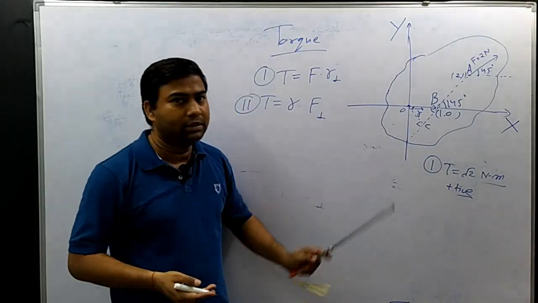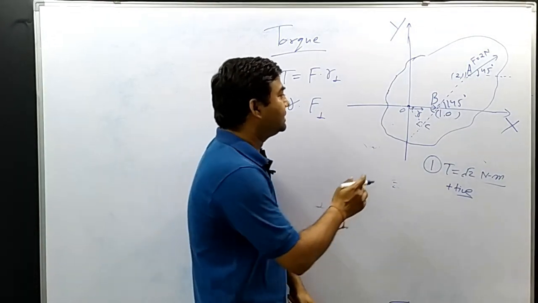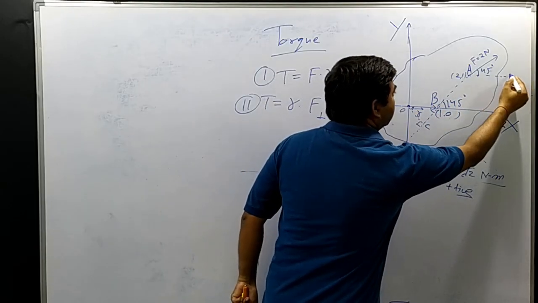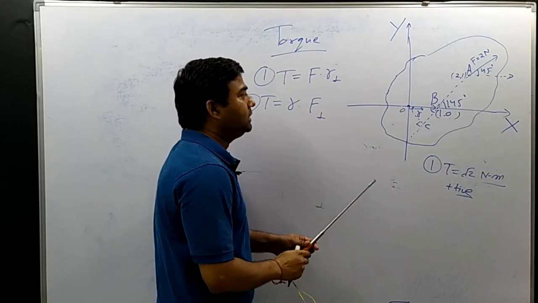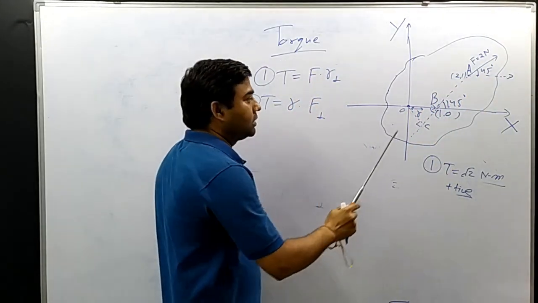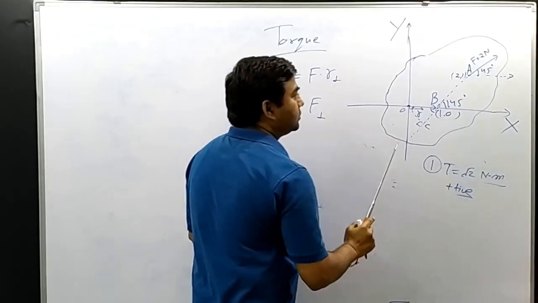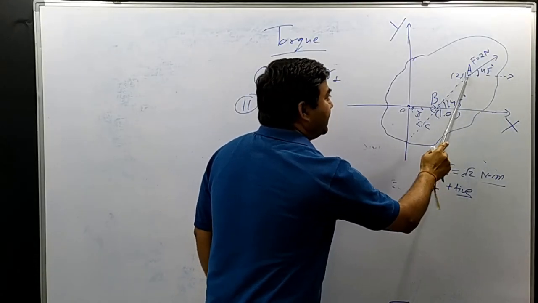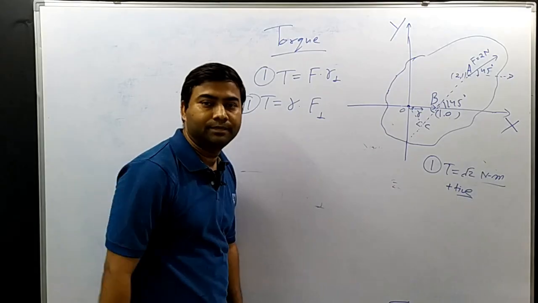R is vector OB. So we can say this is also the direction of vector OB. We can put this vector OB here also. So this is vector OB. So the angle between vector R and vector F is 45 degrees.